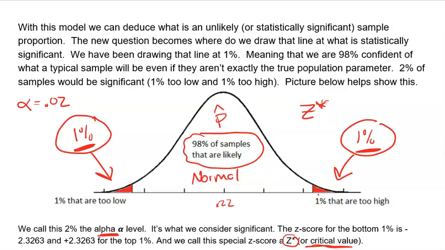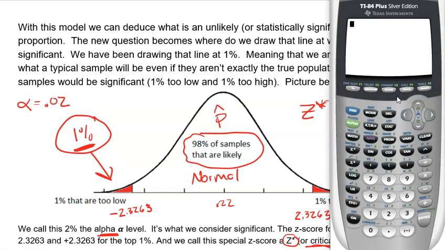Well, if you've been watching the videos and you've been paying attention, that z-star is 2.3263, and that, because of symmetry, means the bottom is negative 2.3263. Now, I want you to understand where I got that number from real quick, because I did not just make up the number 2.3263 out of my head.